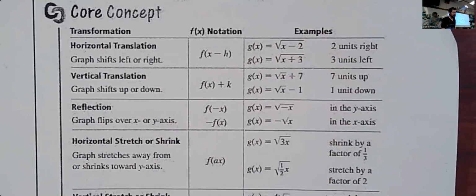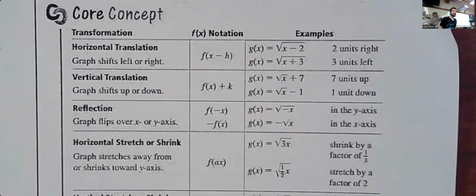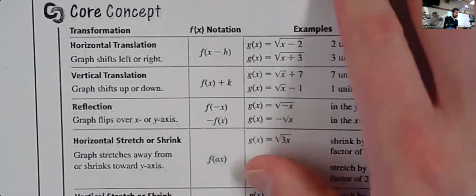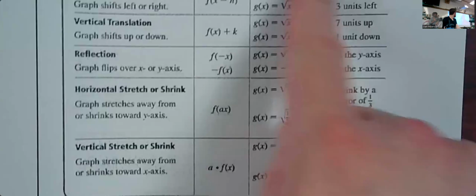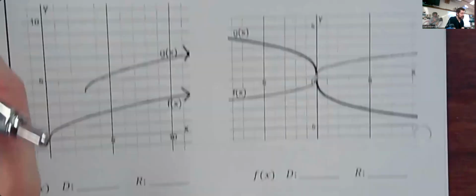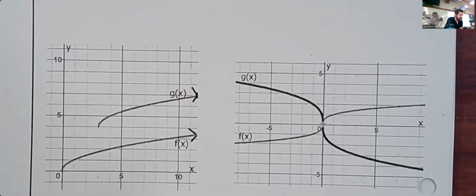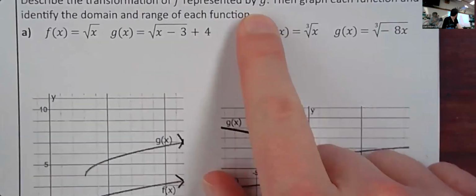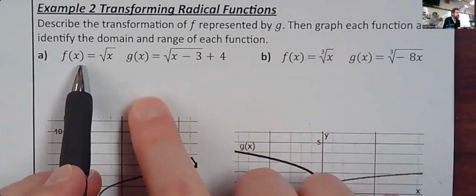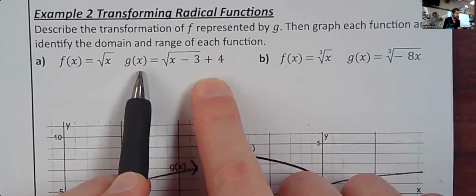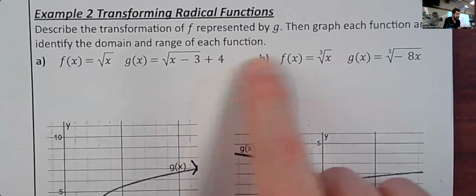So those are the rules that you learned back in units 1 and 2, chapters 1 and 2. We're going to be working with those quite a bit today. So let's head on down. I'll keep referencing these as we go over stuff. So we're going to describe each transformation of f represented by g. So we have our f of x function and then our transformed function g of x. You're going to describe it.